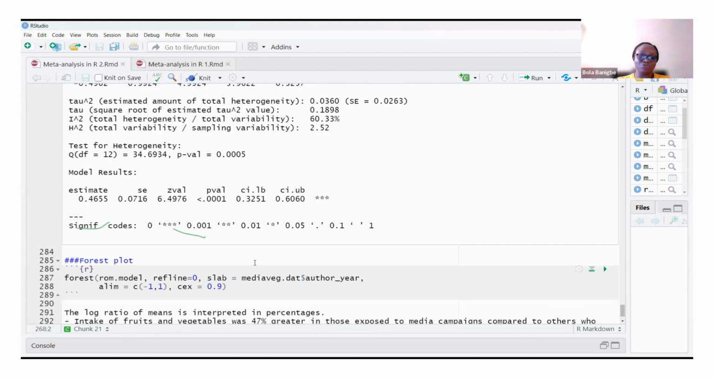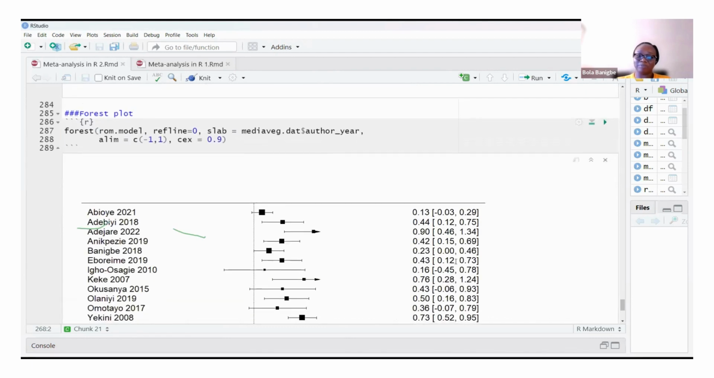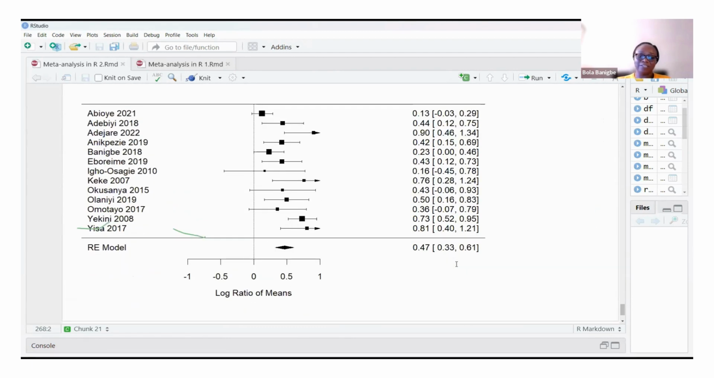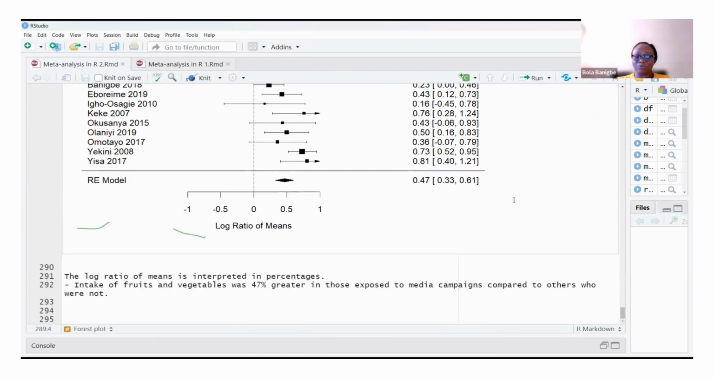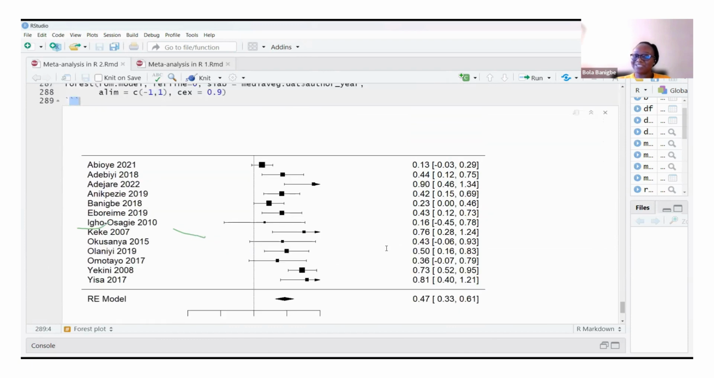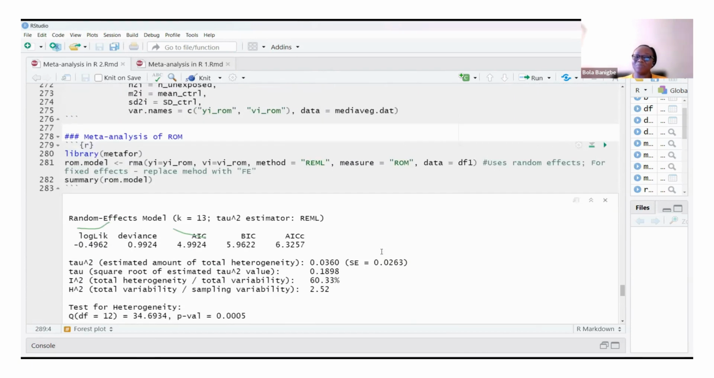So that is how you interpret the log ratio of the means. And if you generate the forest plot, it looks very similar, except that this is now the pooled estimate. It's 0.47 with its 95% confidence interval, 0.33 to 0.61. So, questions, comments, thoughts about the log ratio of means?